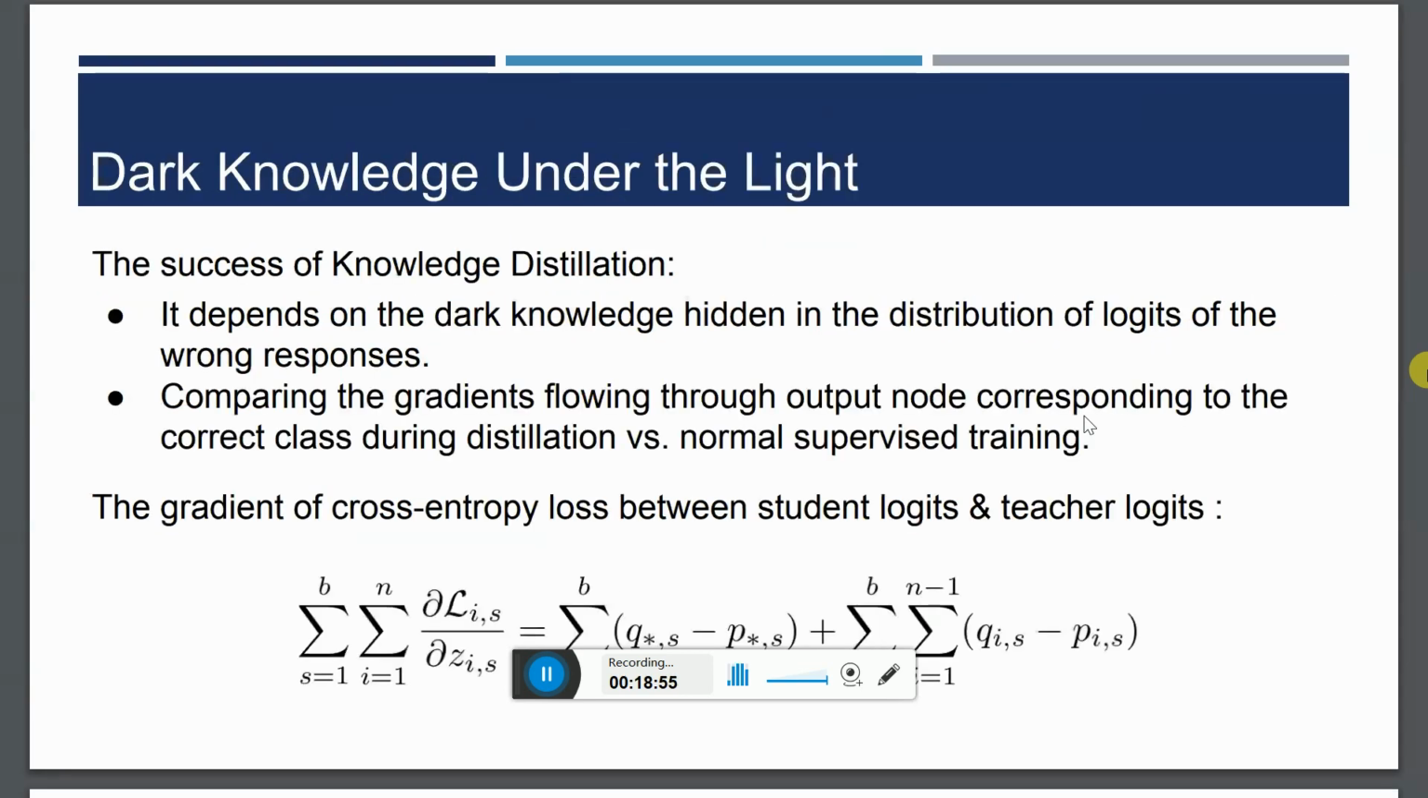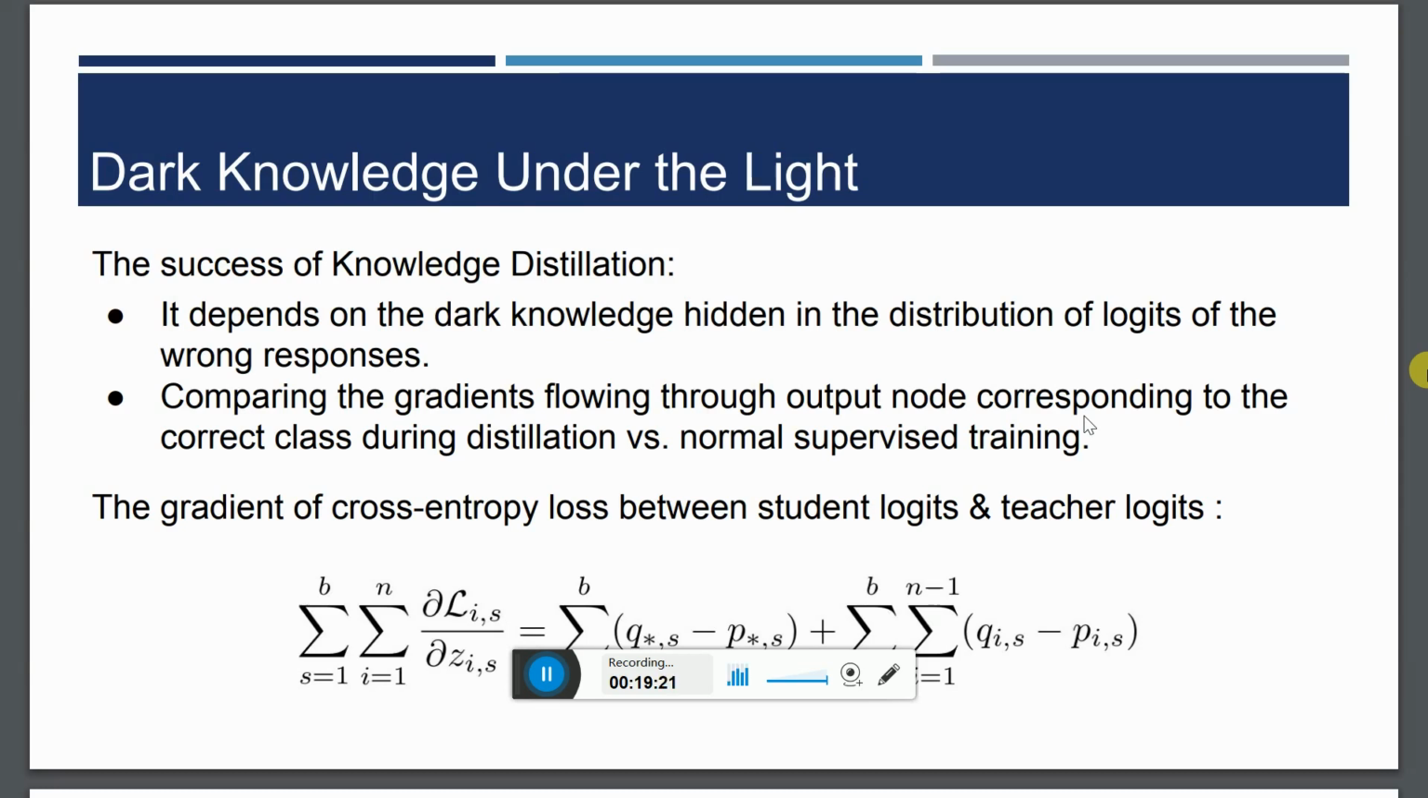So the success of dark knowledge can basically depend on the dark knowledge hidden in the distribution of logits of the wrong responses, which carries information on the similarity between output categories. Like we can see that there is similarity between cat and dog, but it is not similar to car and the other one.